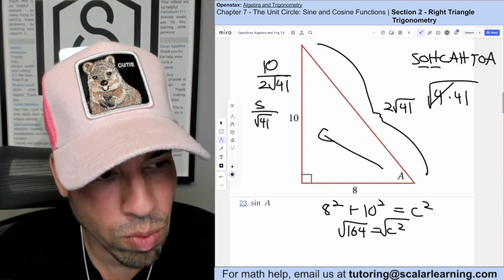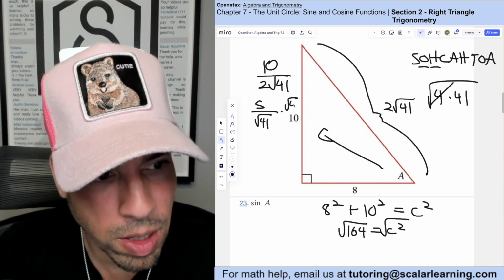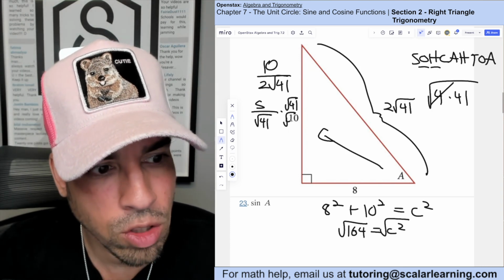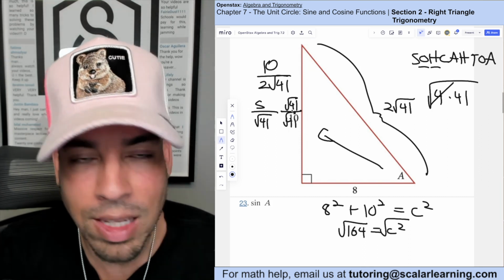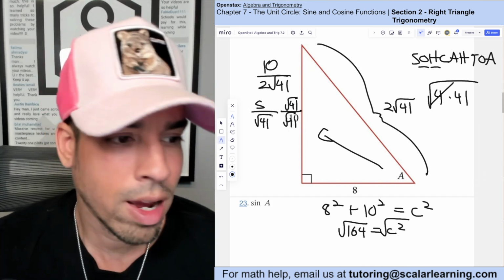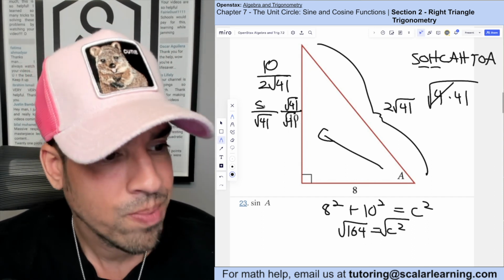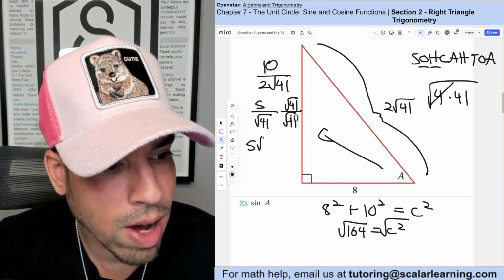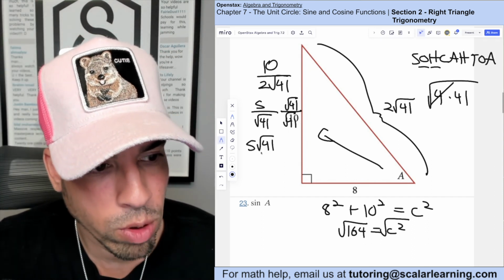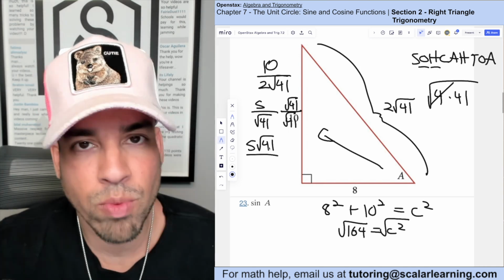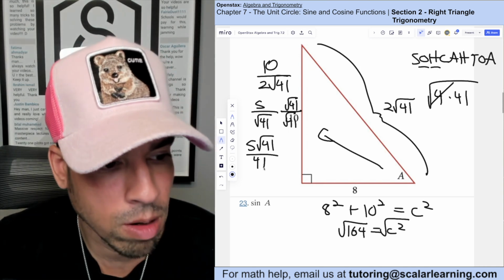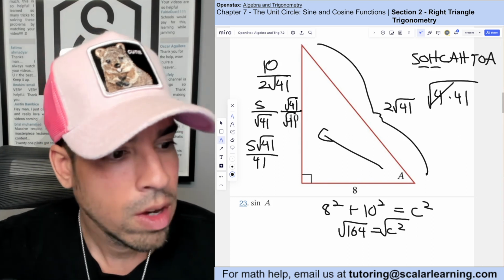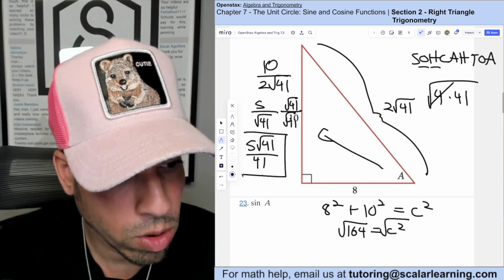Last but not least, I need to rationalize this denominator, so I'm going to multiply the radical by itself. And I can do it by 41 over 41 because, again, that's 1, right? Anything over itself is 1. I can multiply by 1. It doesn't change the value. So then on top, I have 5 rad 41 over rad 41 times itself, which a radical times itself always just becomes the number without the radical. It's free. So now we have 5 rad 41 over 41.